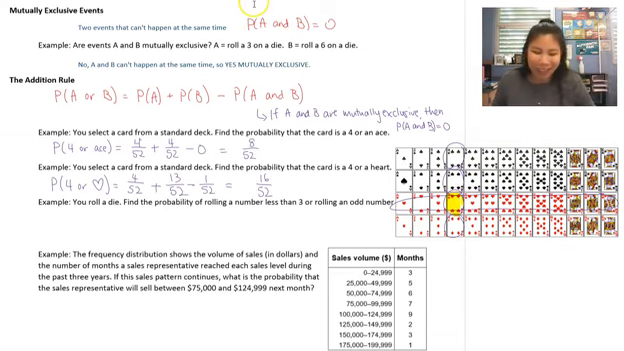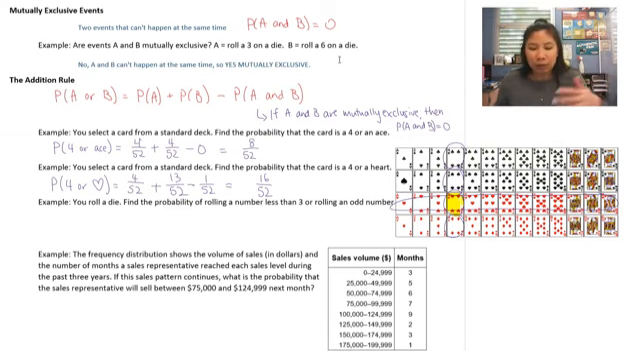This time not about cards. This time you roll a die. Find the probability of rolling a number less than 3 or rolling an odd number. So first, when we talk about numbers less than 3, we mean don't include the 3, because remember, less than means anything smaller than the 3, but you can't use 3. So that would be numbers like 1 and 2.